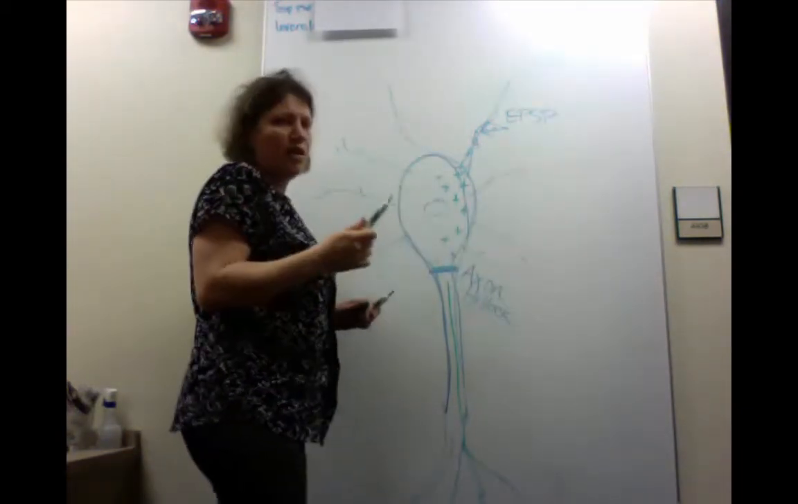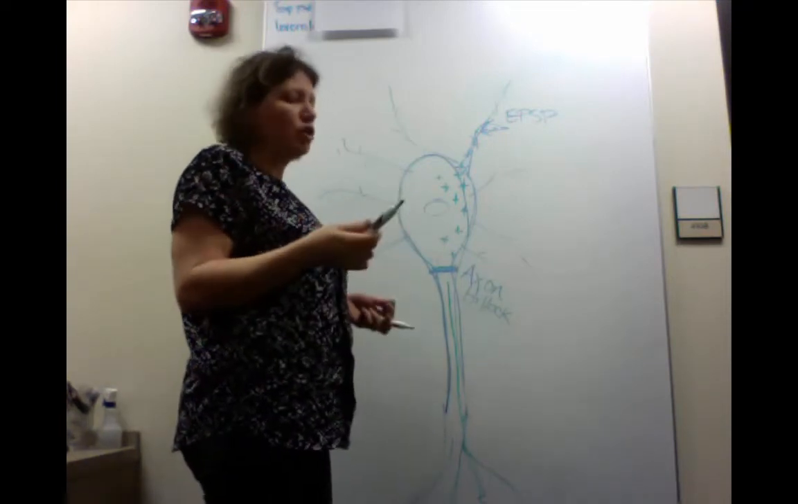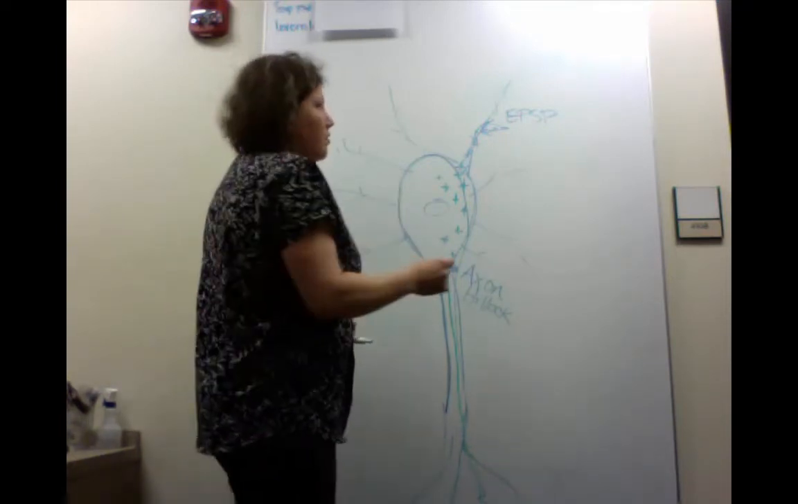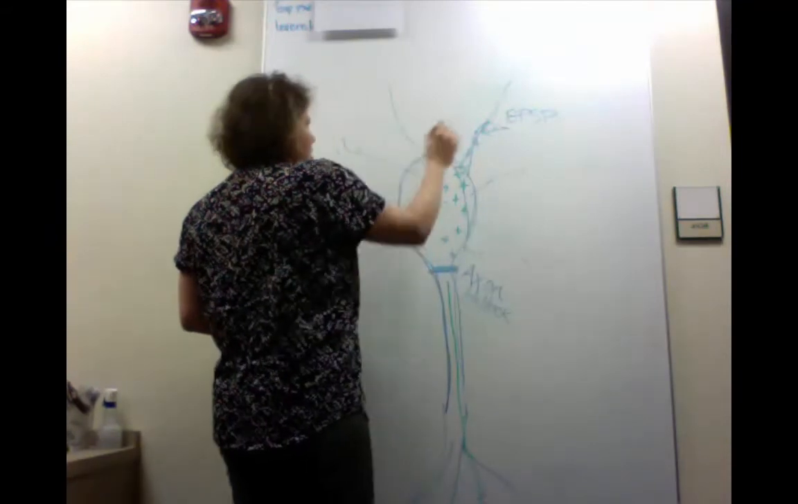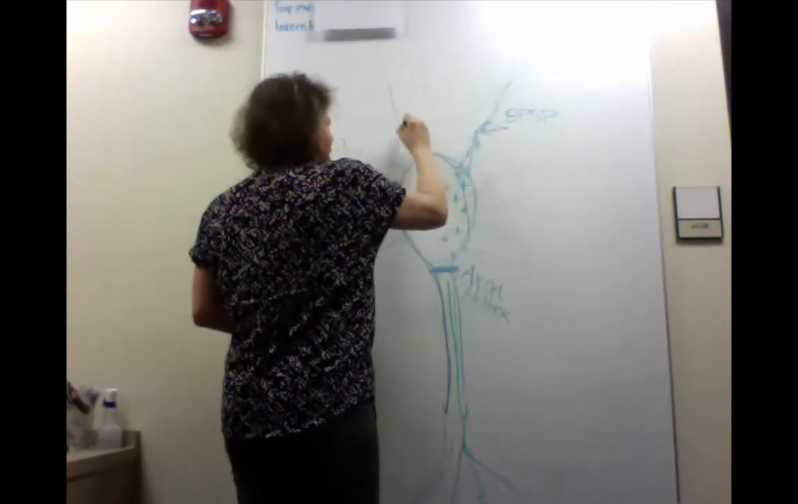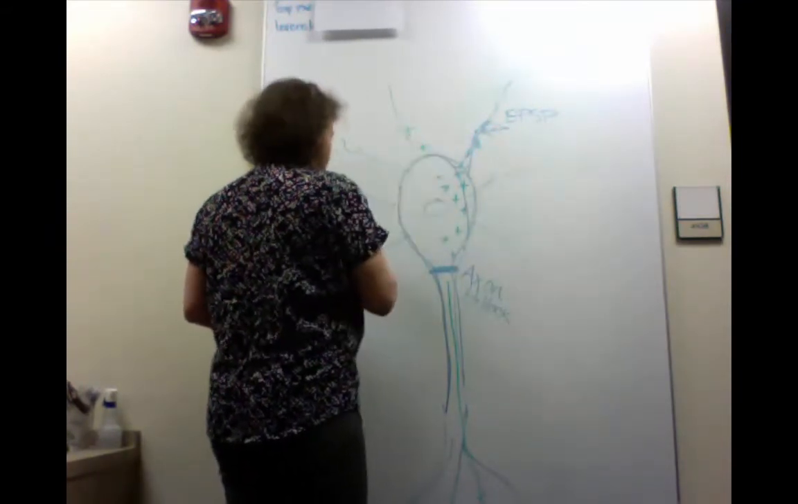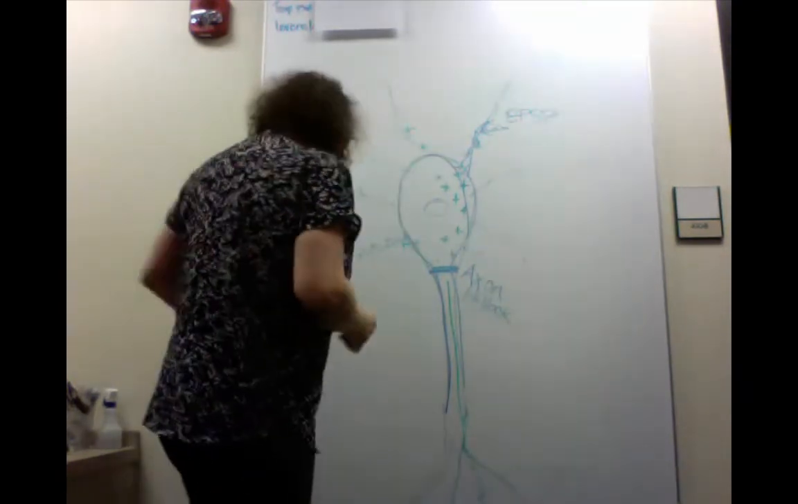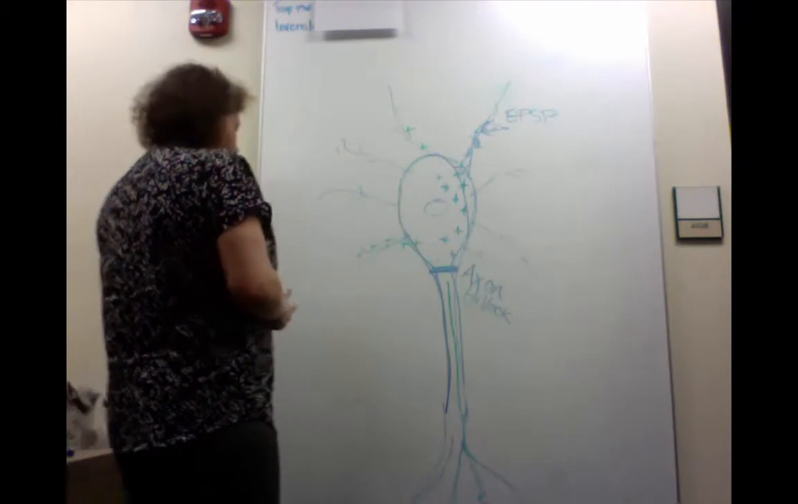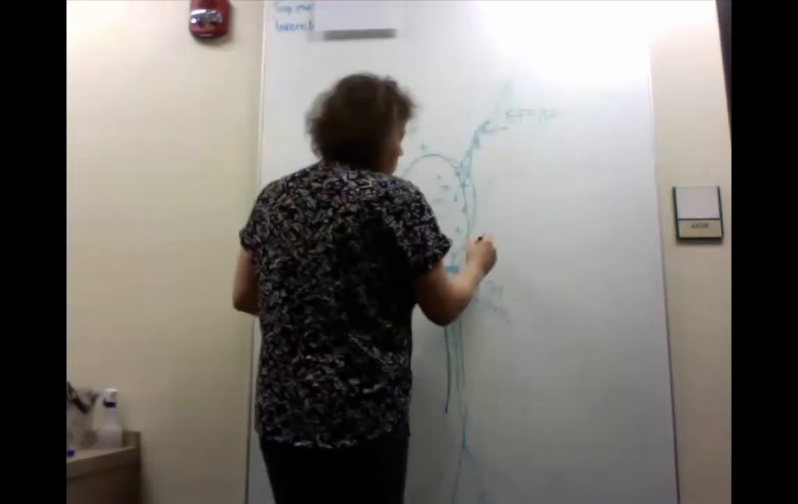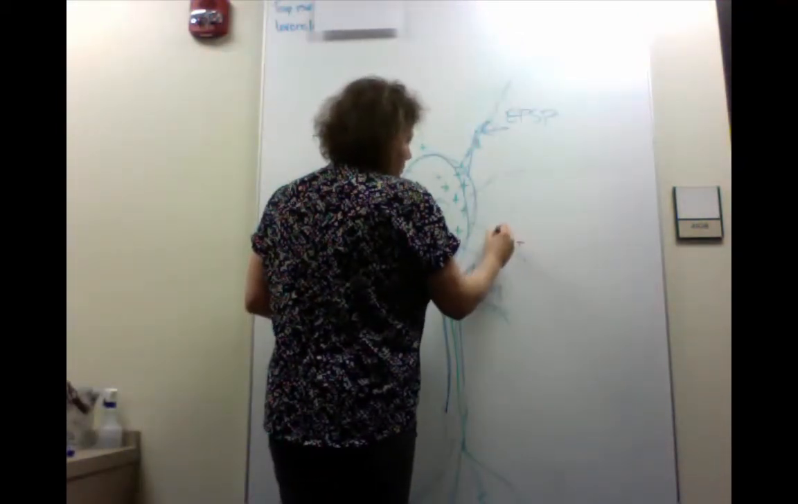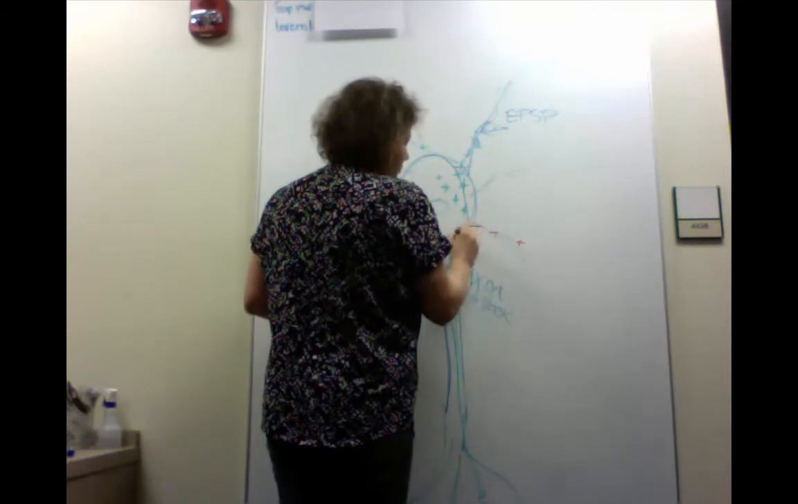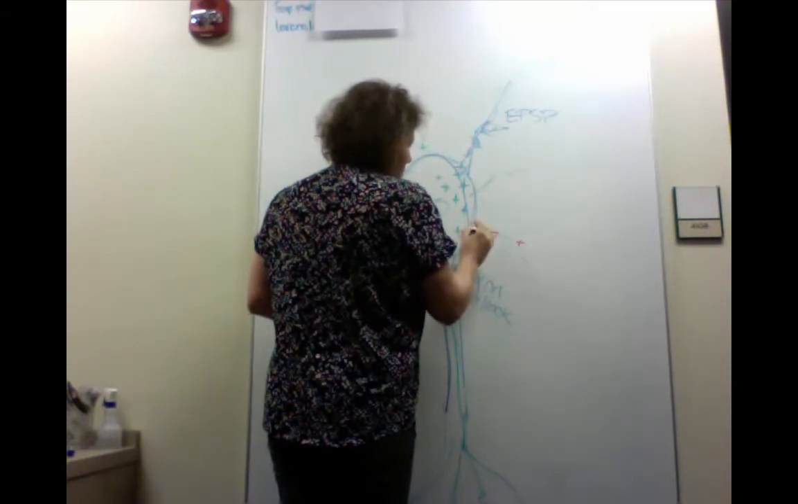So typically, a cell is going to be getting multiple EPSPs at once. You can have EPSPs coming in from here, some coming in from here, and some coming in from here. At the same time, they're also going to be getting some IPSPs, some inhibitory signals, and we'll make these red. Red stands for stop. Oops, these should be minuses.